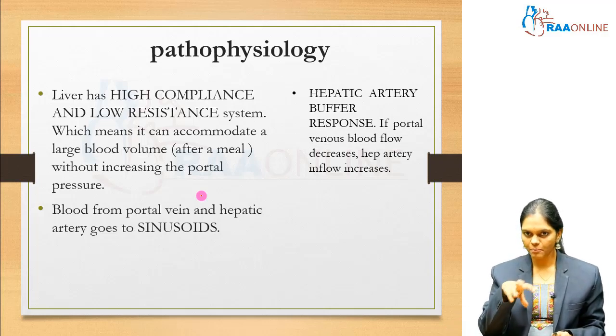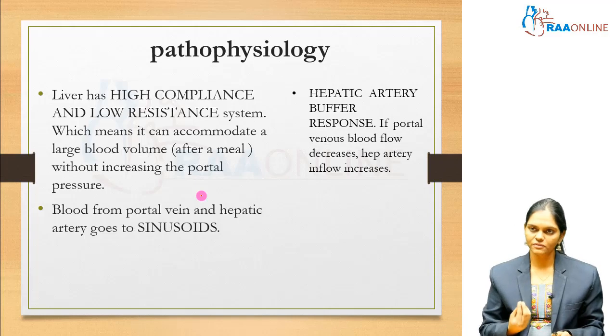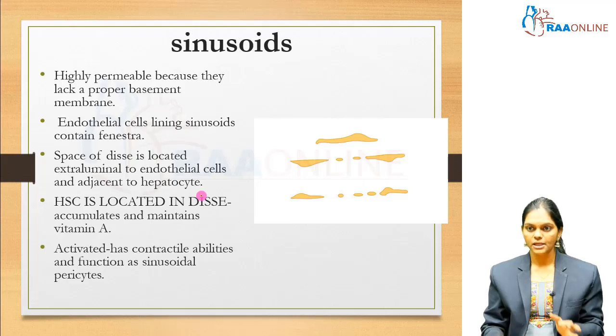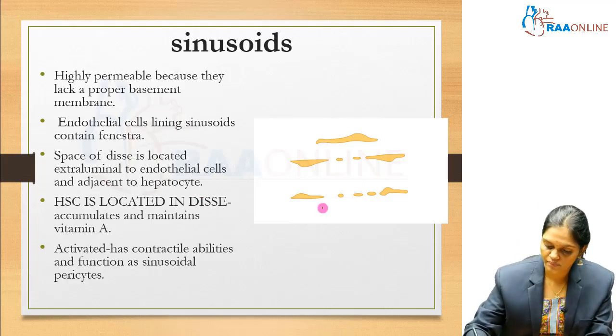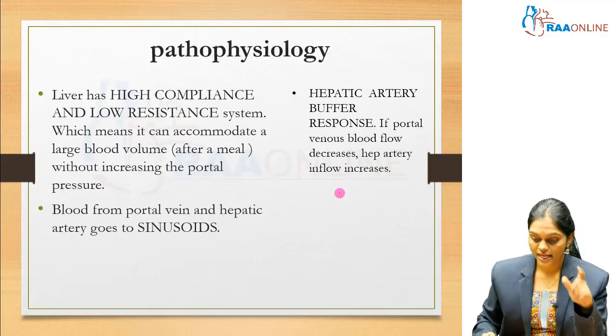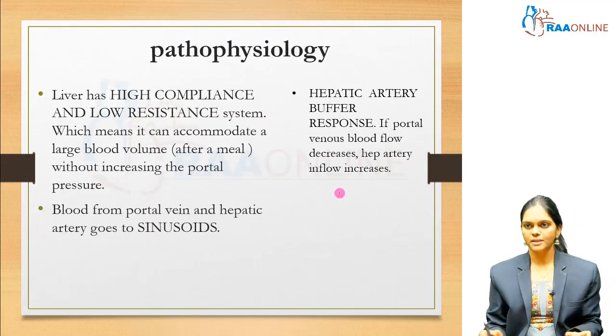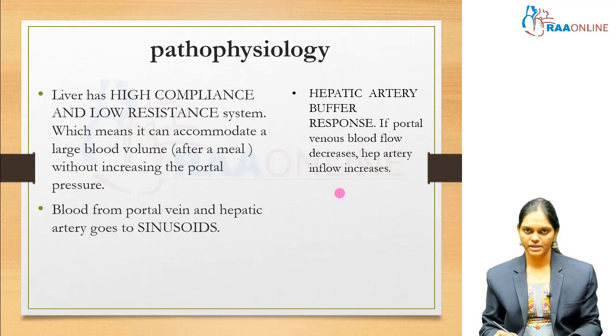Blood from the portal veins and hepatic arteries is going to go into the sinusoids. Now, this blood from both portal veins and hepatic artery is now going to go into the sinusoids. The sinusoids are going to be able to accommodate that because of this structure, which is the fenestra. Okay, before that, I'll teach about something called the hepatic artery buffer response.